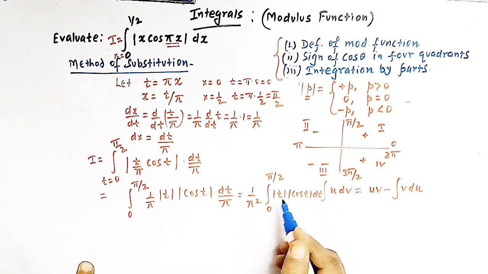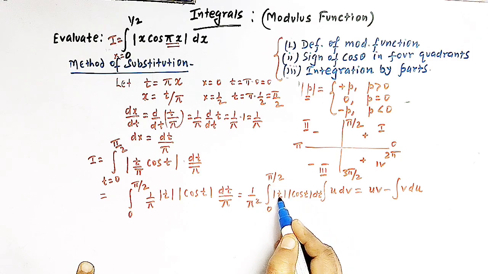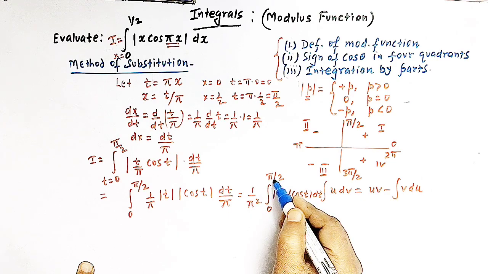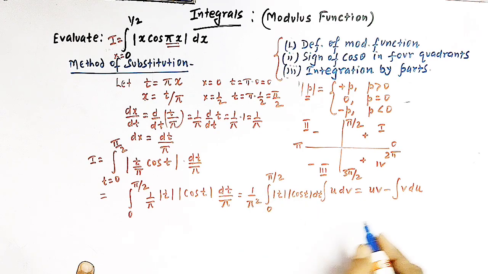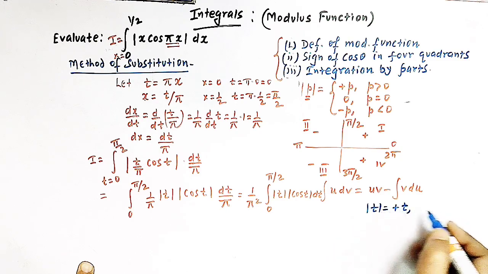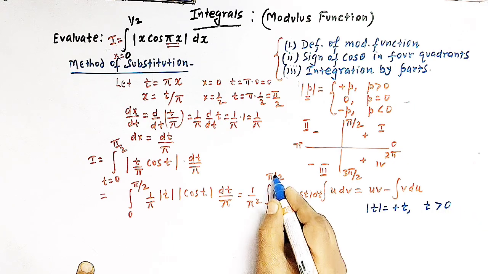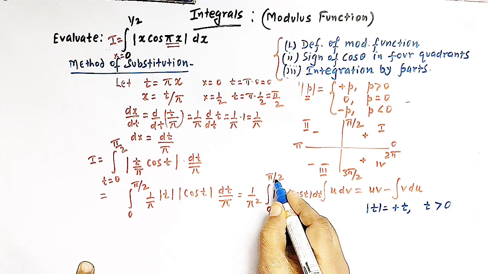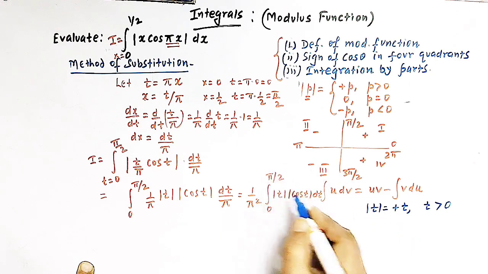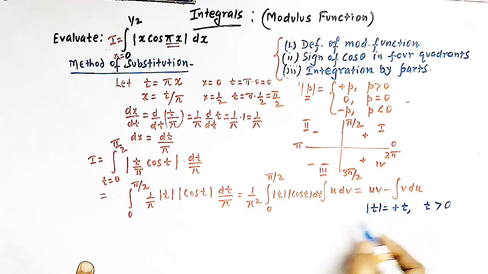So now when t varies from 0 to pi by 2, since t is a real number and all the numbers from 0 to pi by 2 are positive, mod of t is equal to positive t whenever t is greater than 0. And here t belongs to the interval from 0 to pi by 2. Hence all the t's are positive, so mod of t can be easily replaced by positive t.